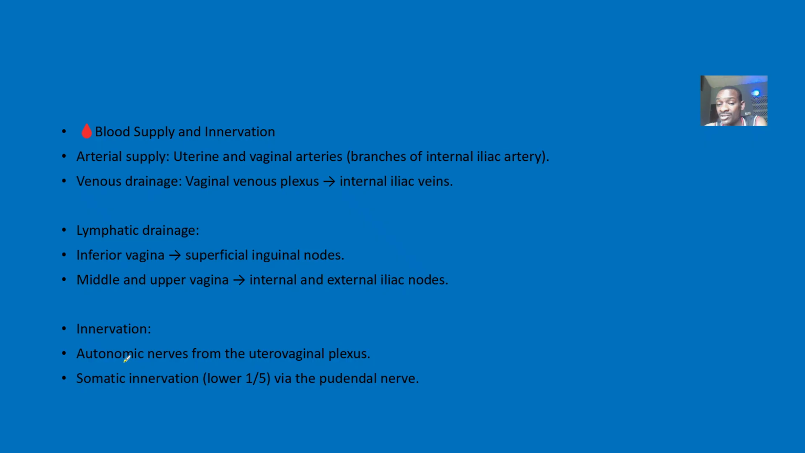I didn't actually bring the pictures, but you can use your atlas to see it. Lymphatic drainage: the inferior vagina drains to the superficial inguinal nodes. The middle and upper vagina drain to the internal and external iliac nodes. Innervation is from the uterovaginal plexus, and somatic innervation is from the pudendal nerve.